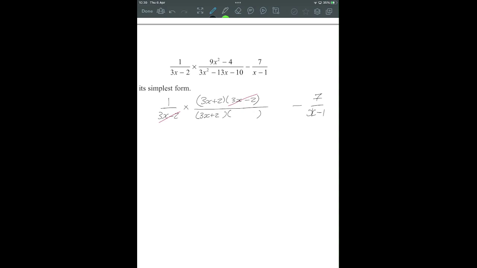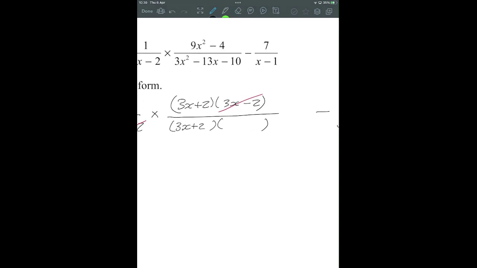Well, let's see if that works. Let's try and build from that. Well, with the 3x, I need to have an x to make the 3x squared. So that term's done. To make the negative 10 with the 2, I need a minus 5.